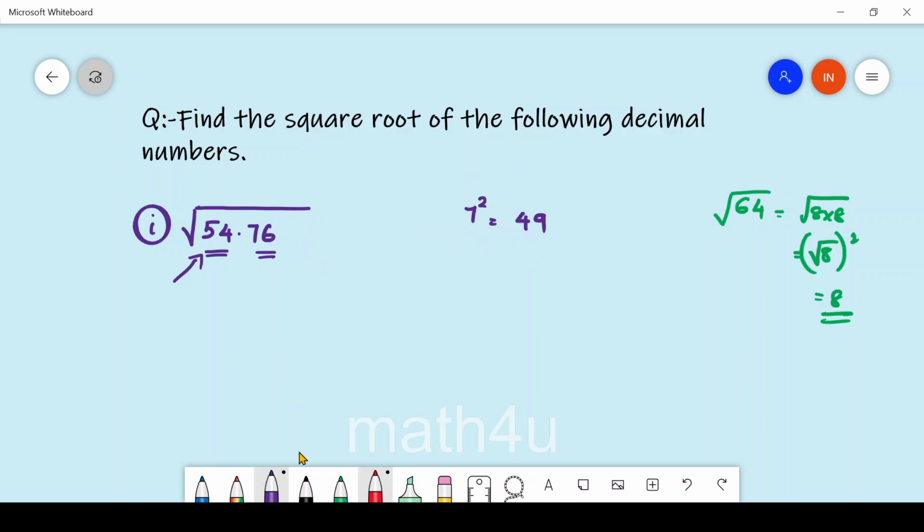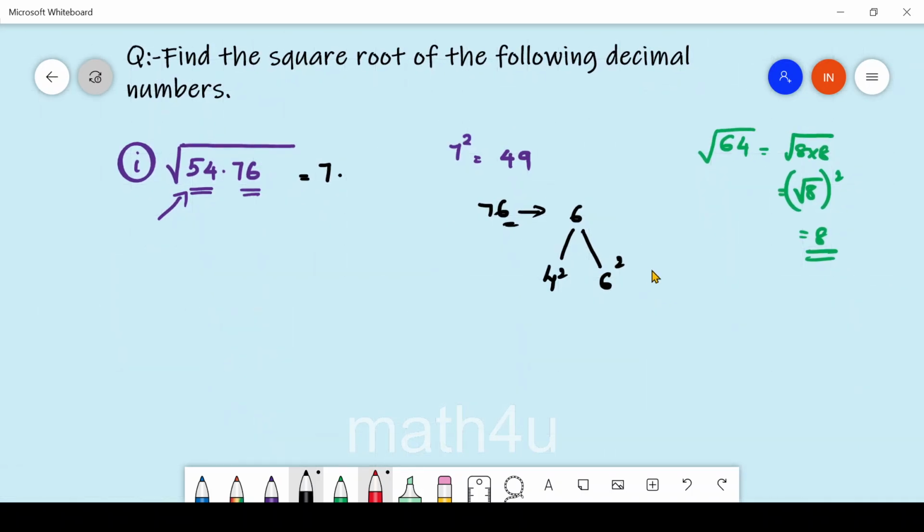So now for the answer, first you have to write this 7 and then a decimal point. Now we are going with the 76. 76 has the last digit 6. Which perfect square ends with 6? That can be 4 squared, that is 16, or 6 squared, that is 36. Now what do you have to do? You have to take the number which comes in the middle of 4 and 6, that is 5, right?